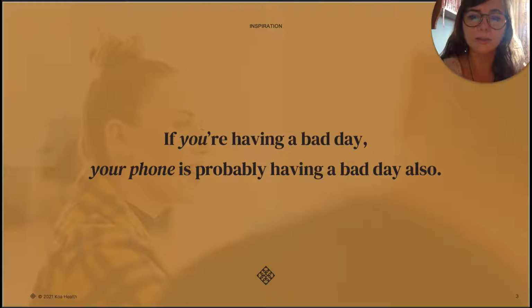This work started from inspiration that if you're having a bad day, your phone is probably having a bad day as well. Imagine that you're exhibiting irregular behavior. This will most likely be captured through irregular smartphone sensors data.